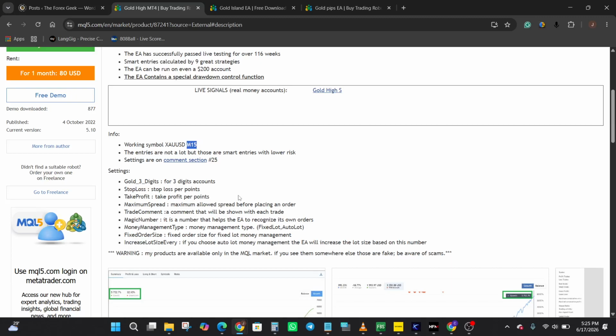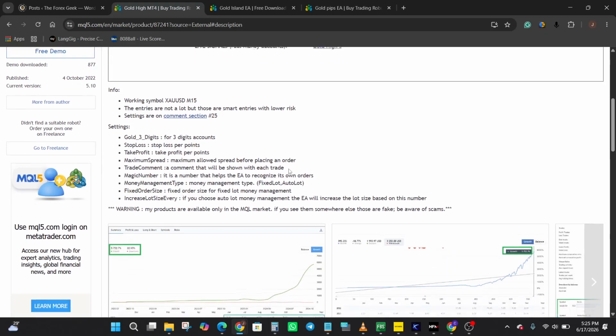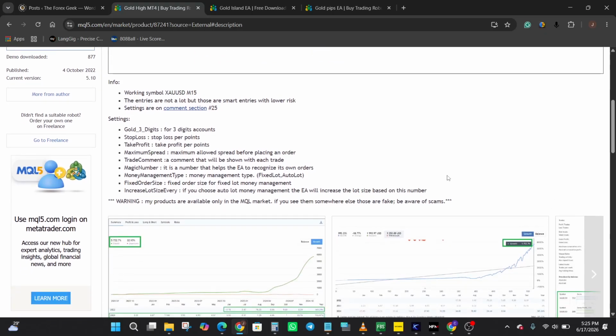Moving down to the settings section, the configuration appears fairly straightforward. There is an option for 3-digit gold pricing accounts, along with adjustable stop loss and take profit values. Users can also define a maximum allowed spread before new positions are opened, which can help control trading during unfavorable spread conditions. Additional settings include trade comments, magic number identification, and the choice between fixed lot and auto lot money management. If auto lot is enabled, there is a parameter that controls how position sizing increases over time according to the selected money management approach.